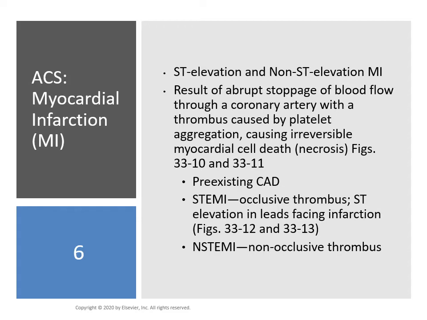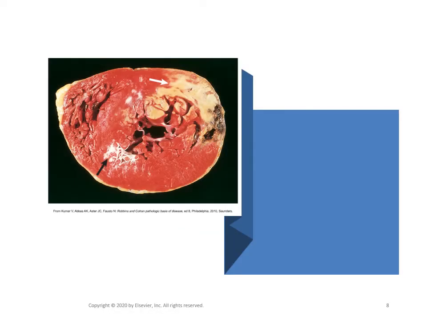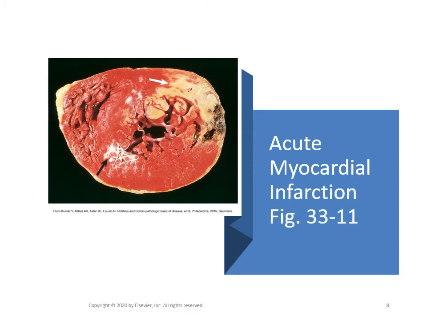This picture shows occlusion of the left anterior descending coronary artery resulting in a myocardial infarction. It's an acute myocardial infarction in the posterior lateral wall of the left ventricle. This is shown by the absence of staining in the area of necrosis where the white arrow is. Note the scarring from a previous anterior wall myocardial infarction. That's where the black arrow is.